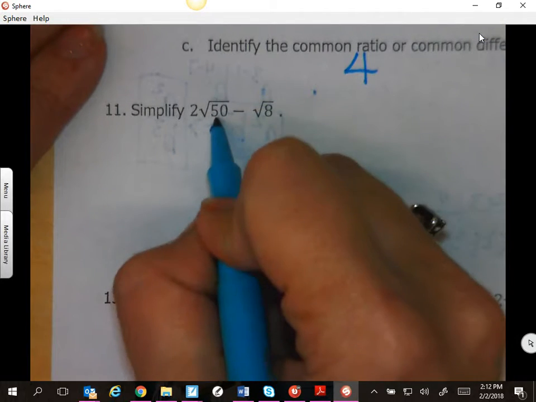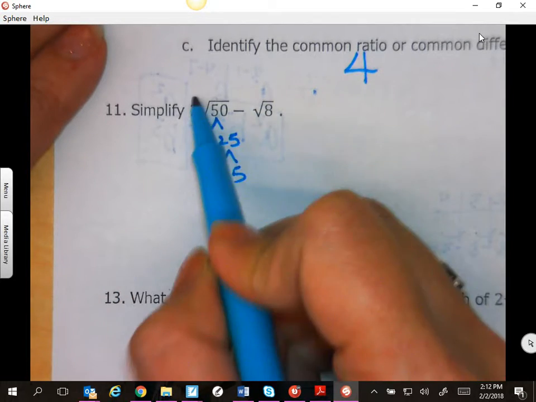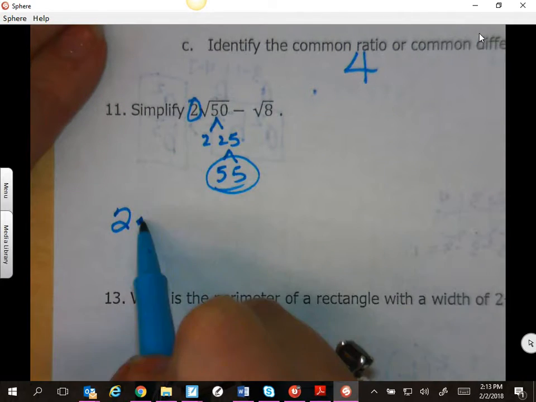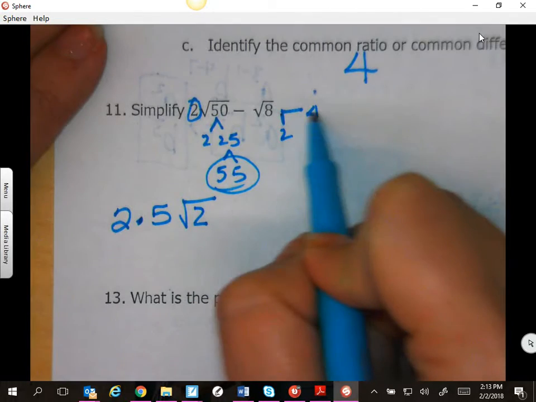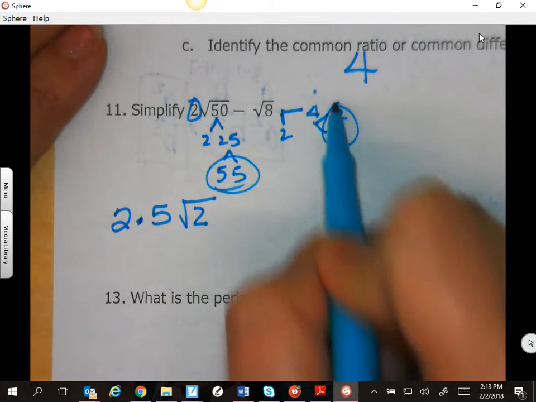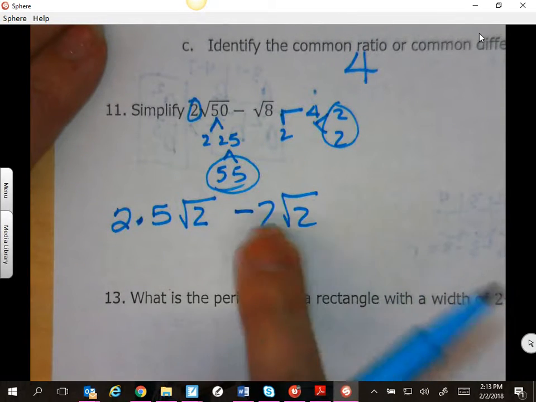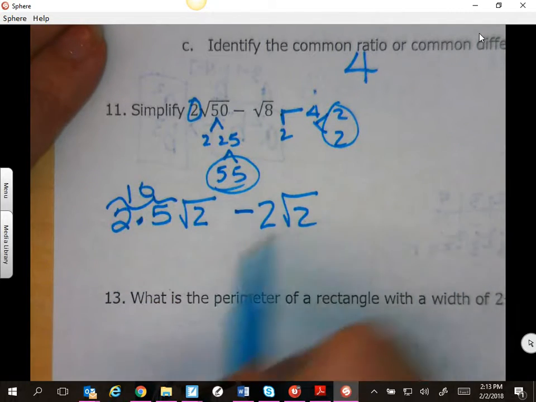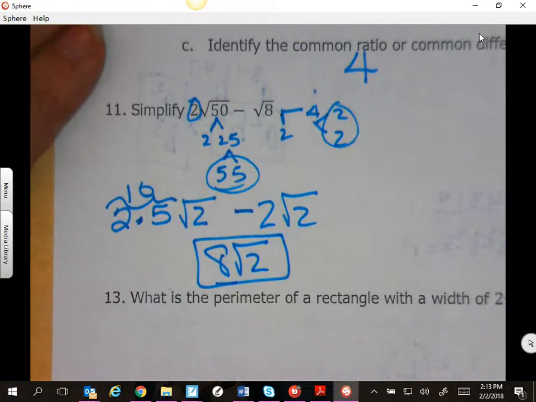Simplify. Square root of 50 is 2 and 25, which is 5 and 5. Some of you on your quiz were forgetting your coefficient that was already outside. This is 2 times the 5 on the square root of 2. Square root of 8, I do believe most of you have memorized. 2 on the square root of 2. Because our radicands match, we can subtract our coefficients. We're going to simplify this to 10. 10 minus 2 is 8 on the square root of 2. And this is one that you can put into the calculator to double check if you wanted.